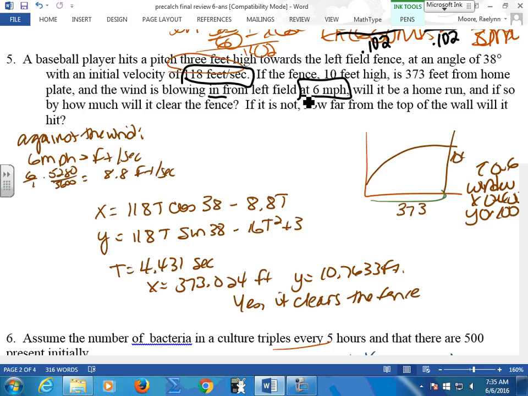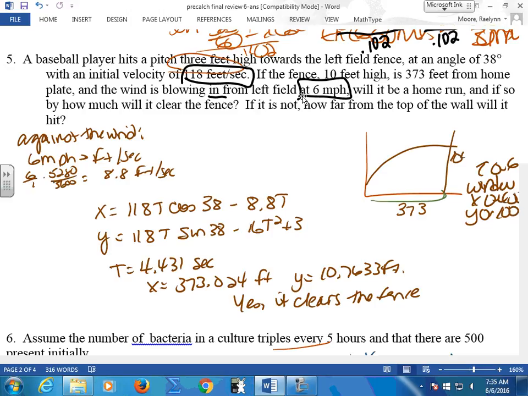Well, it depends where it's coming from. This one's coming, you're standing at the plate. It's coming in from left field. So it's coming at you. So what happens when something comes at you with the wind? It cools it up a little bit. So in this case, you have to subtract. If it was at your back, then you're going to add it because it's going to help your ball go further, faster.